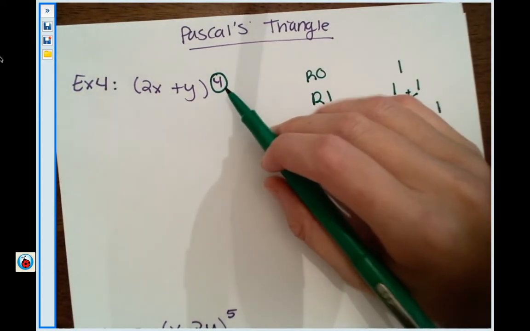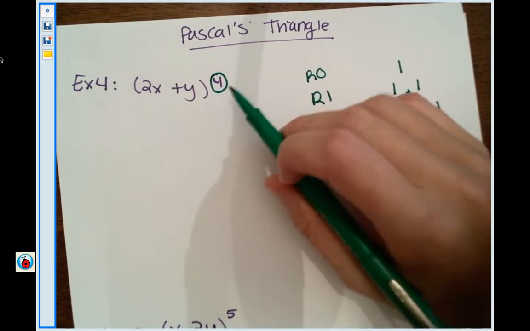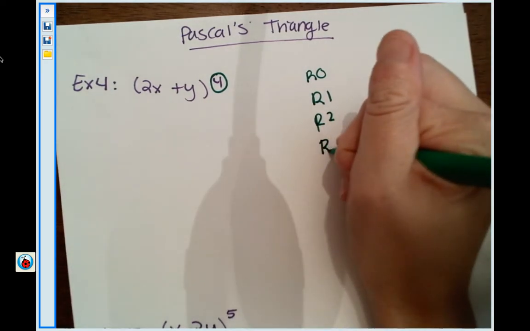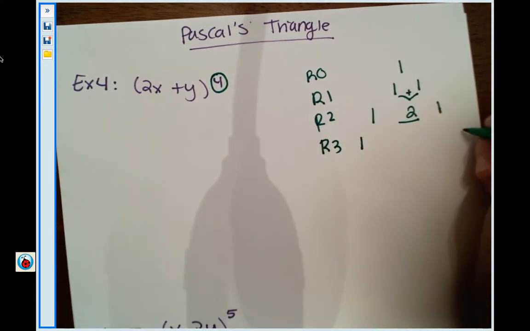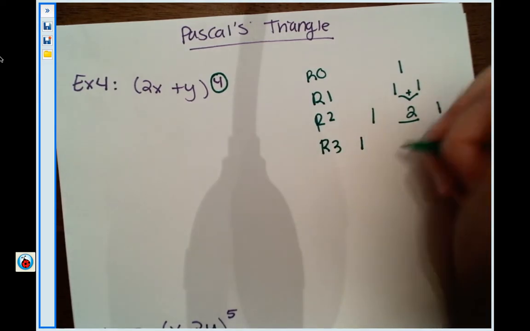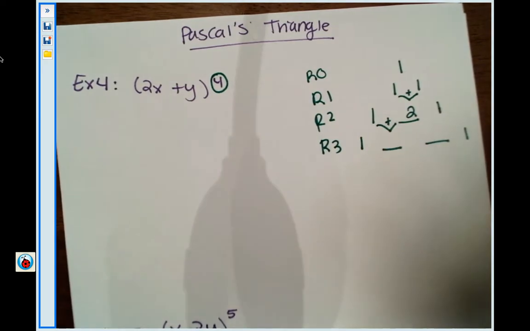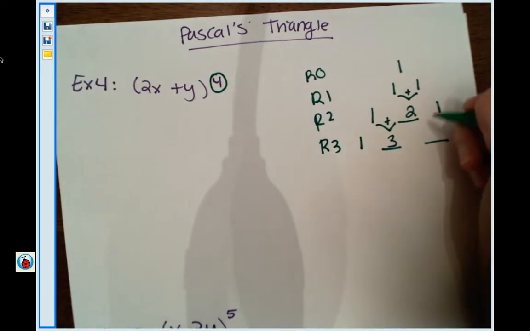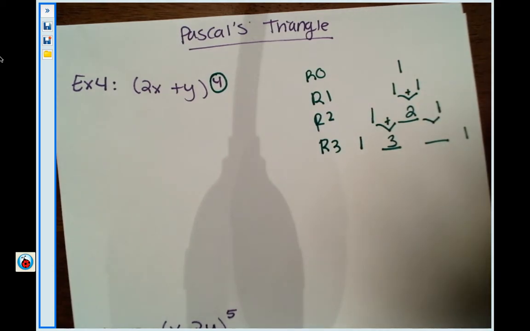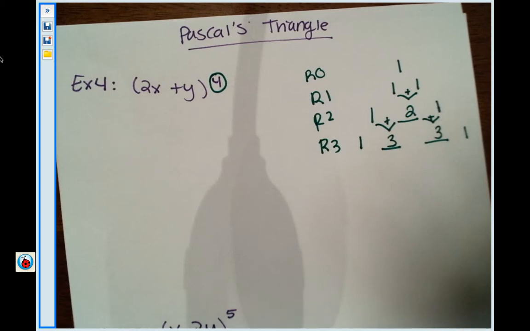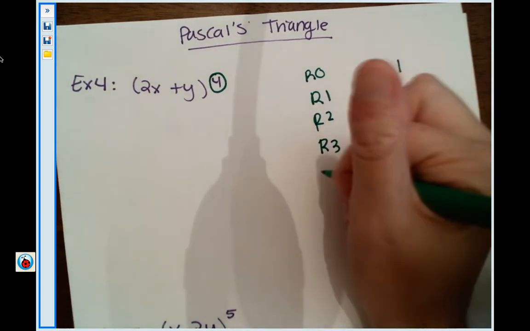So I need to go out to row 4, because this exponent is a 4. So we got row 0, row 1, row 2. Row 3, we start with the 1 and we end with the 1. Okay, we're going to have two numbers in between. I get the first one by adding these two together. So 1 plus 2 will give me a 3. And then to get my next number, I add these two together. So 2 plus 1 gives me a 3. Alright guys, we're almost there. Let's go on to row 4.